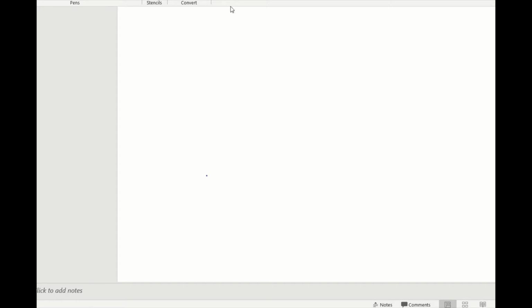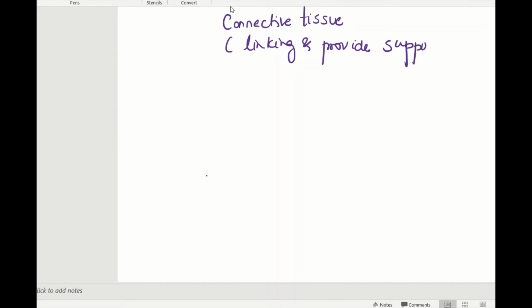Okay, so what have we learned till now? We have learned about connective tissue. Why are they called connective tissue? Because they have the function of linking and they provide support, right? They help in linking and they provide support to other tissues and organs of the body. So what are the types of connective tissue that we have seen? We'll see now one by one.